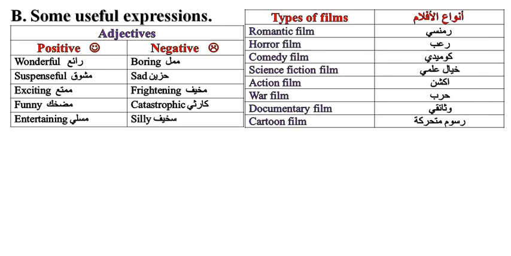Next, types of films. A romantic film, horror film, comedy film, science fiction film, action film, war film, a documentary film, cartoon film, etc.